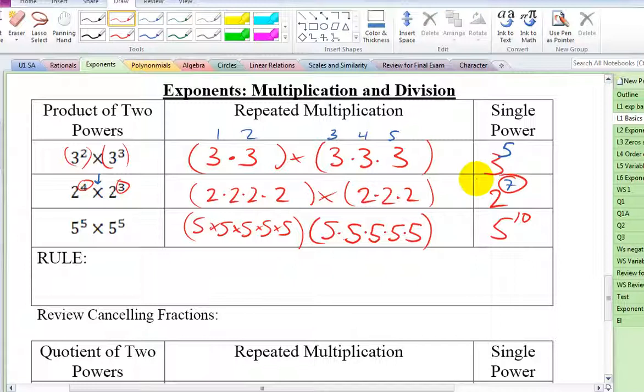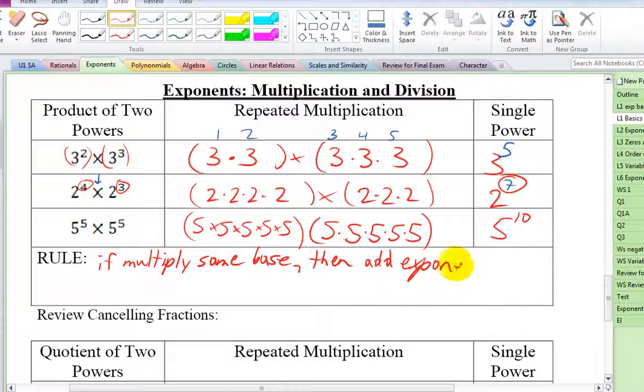Add the exponents? Okay, so if we have 2 cubed times 5 squared, we should get something in the exponent 5. What should we put here? 7? I think we need some more to our rule. Pardon me? Yes. If you multiply the same base, comma, then add the exponents.